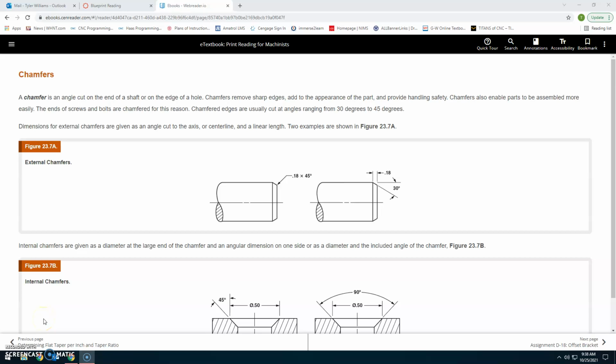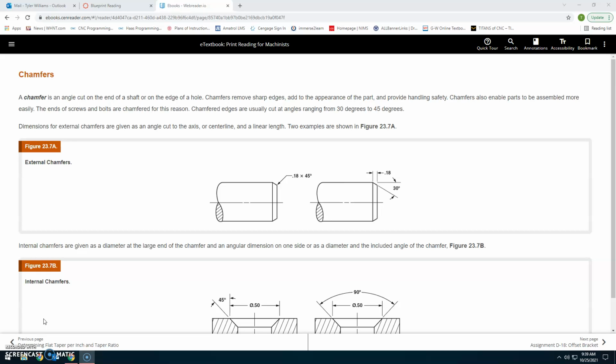Okay, so chamfers. A chamfer is an angle cut at the end of the shaft or an edge of a hole. Chamfers remove sharp edges, add to the appearance of the part, and provide handling safety. Chamfers also enable parts to be assembled more easily, and the ends of screws and bolts are chamfered for this reason. Chamfered edges are usually cut at angles ranging from 30 to 45 degrees.